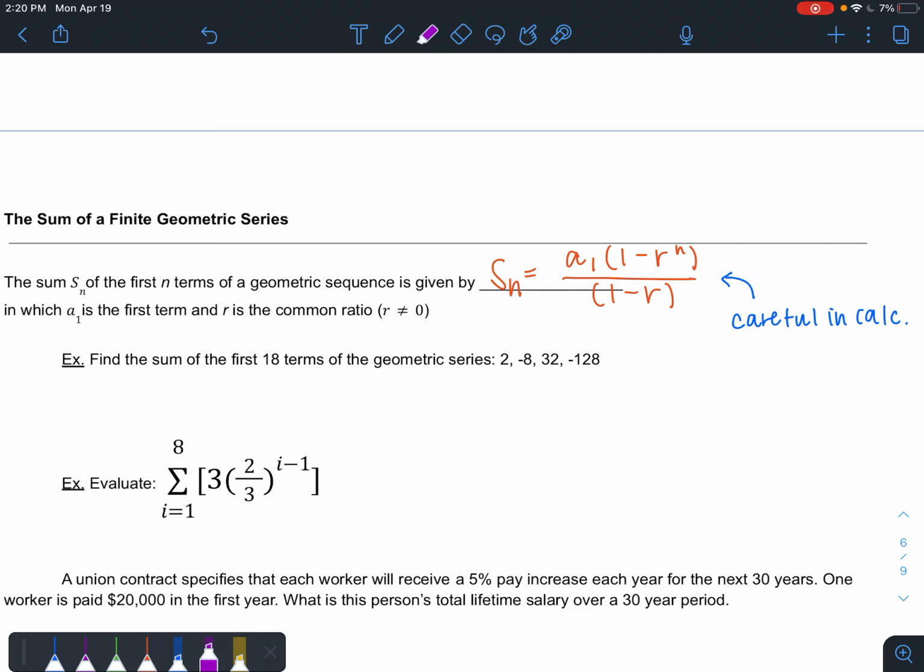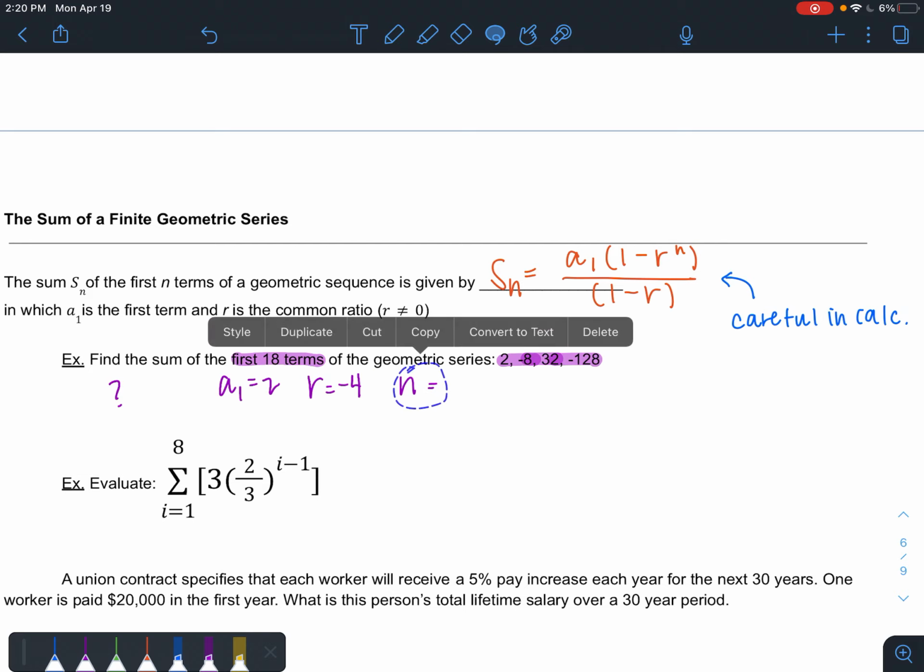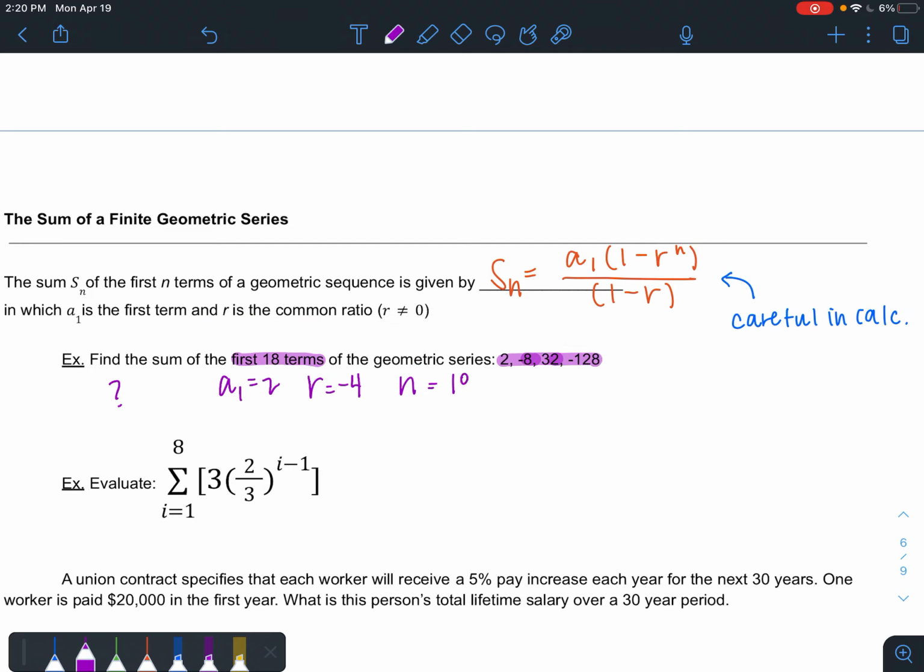All right, so we're going to find the sum of the first 18 terms starting here. So we need to find r, we need a sub 1, we need r, and we need n. So go ahead and pause and find those. All right, a sub 1 is 2, r is going to be -4, that's what we're multiplying by each time. And n is equal to 18.